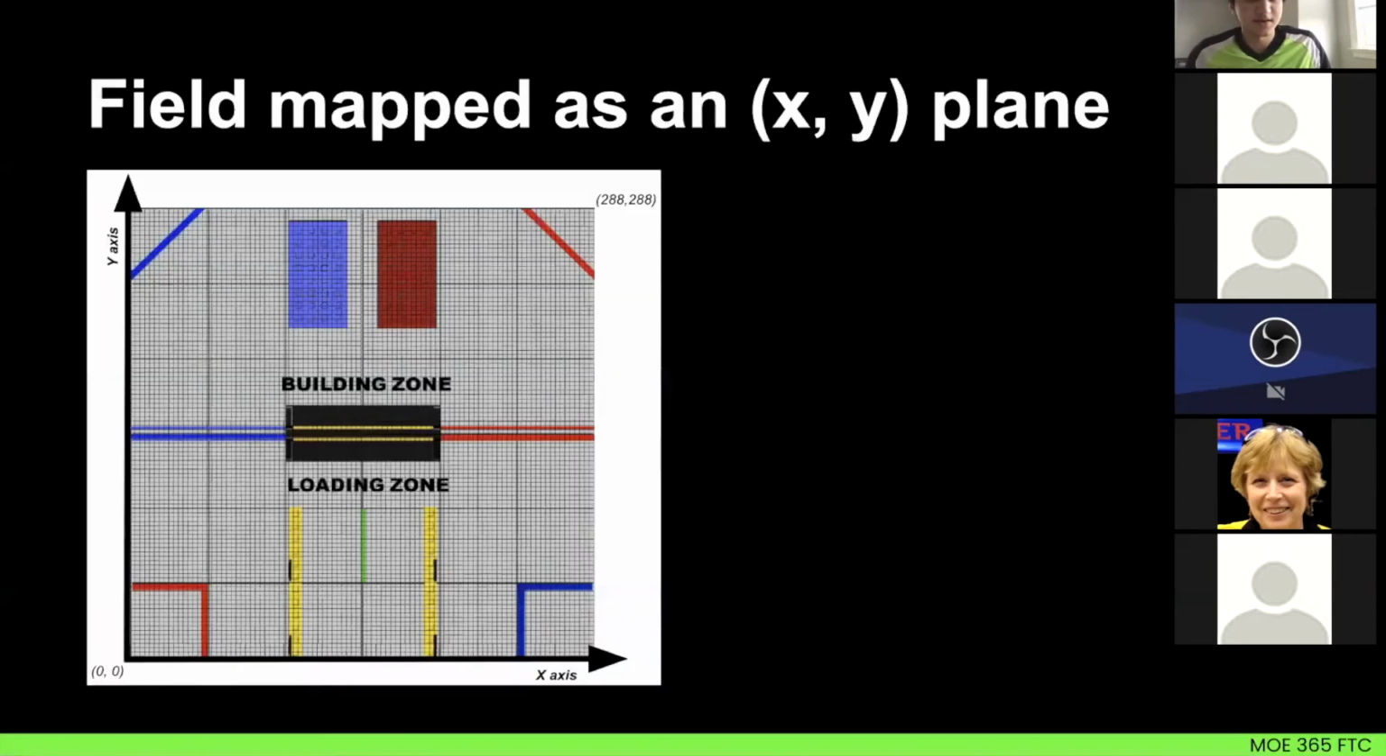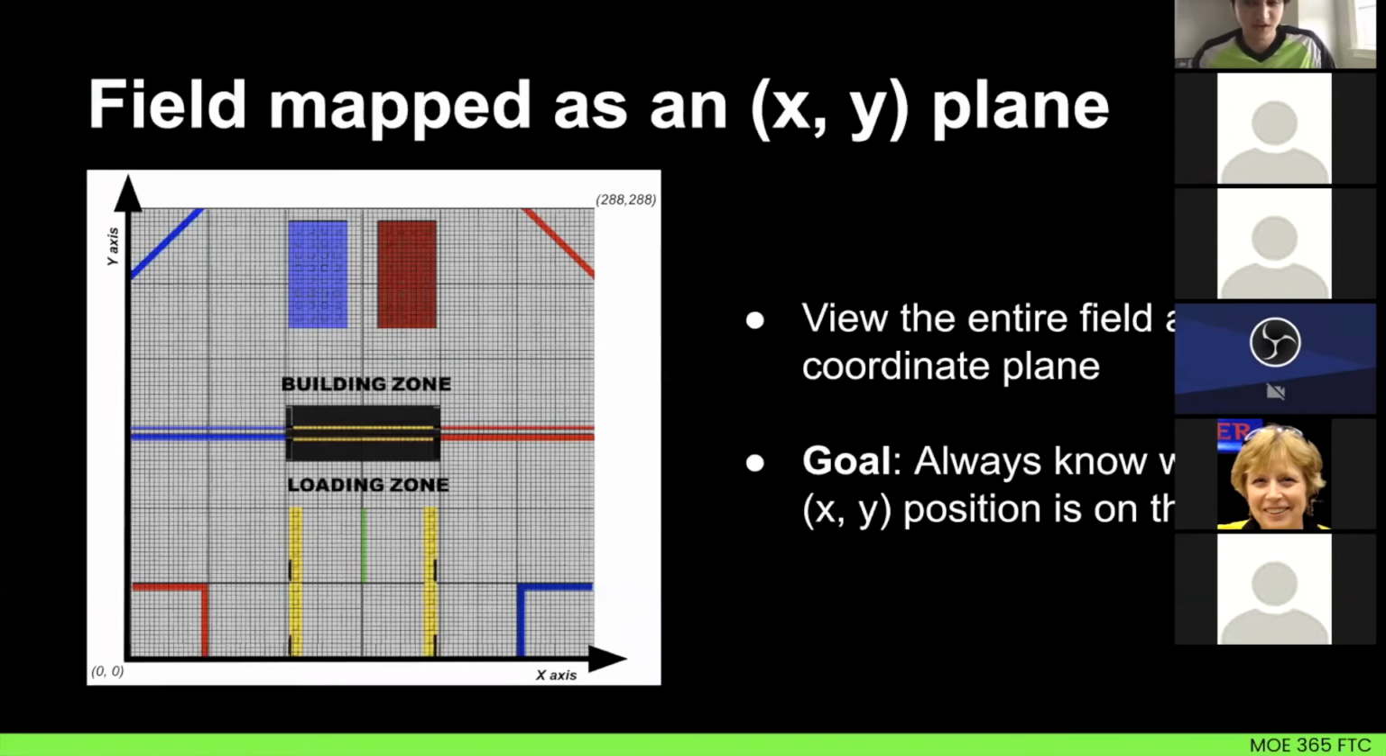So again, like Isha mentioned earlier, the field is mapped as an X and Y plane, and we want to view this as a coordinate plane. Our goal here is to figure out at which point X and Y our robot is on the field. We already know the orientation, so now we need to figure out the X and Y.